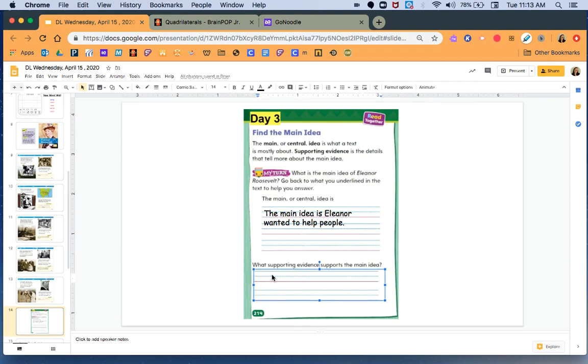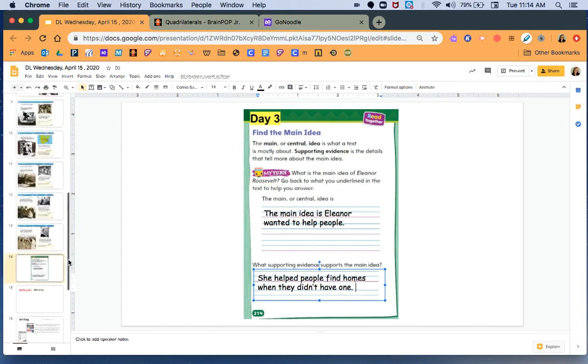So how did she do that? So I'm just going to give one of this. What's supporting evidence? She helped people find homes when they didn't have one. So let me go back and make sure. So I have a capital, and I have my sentence, and I have my period. So that would be all of my ways that Eleanor helped people. So these are my supporting evidence that supported my main idea.